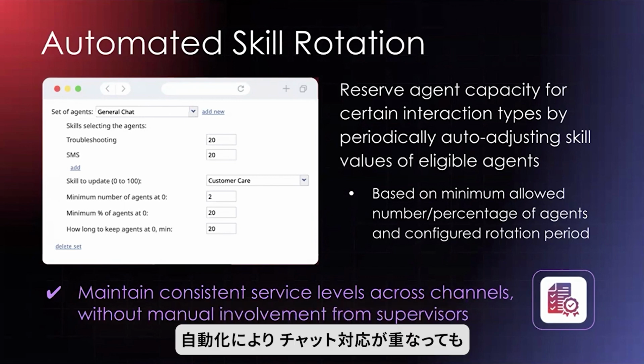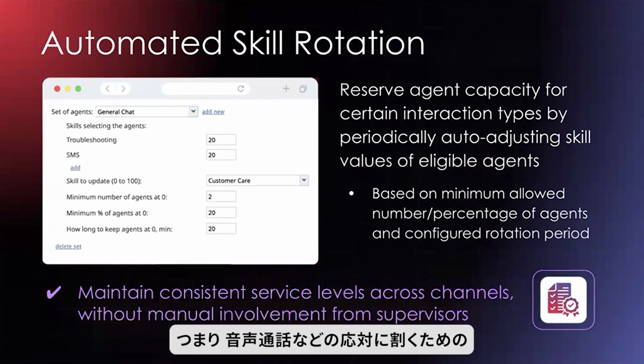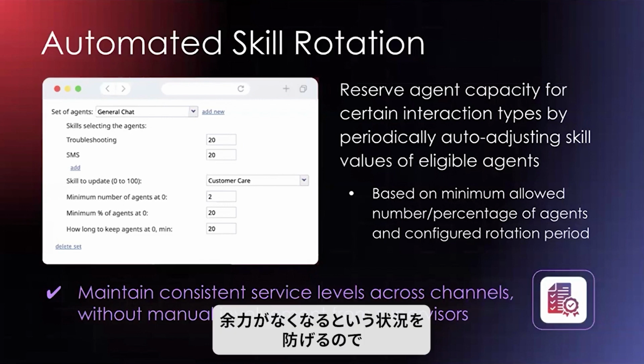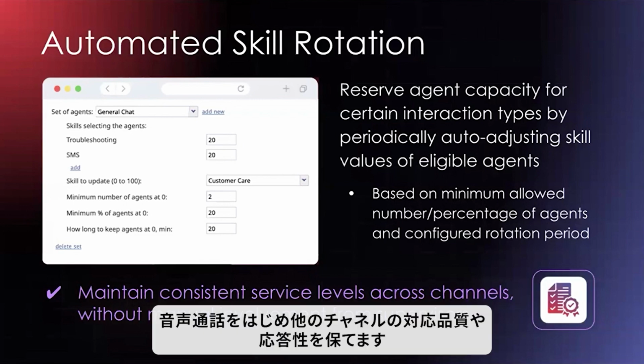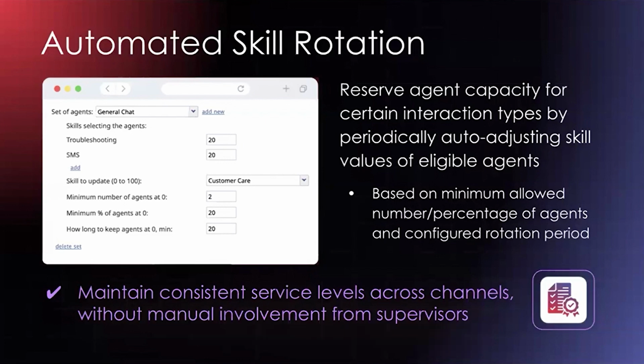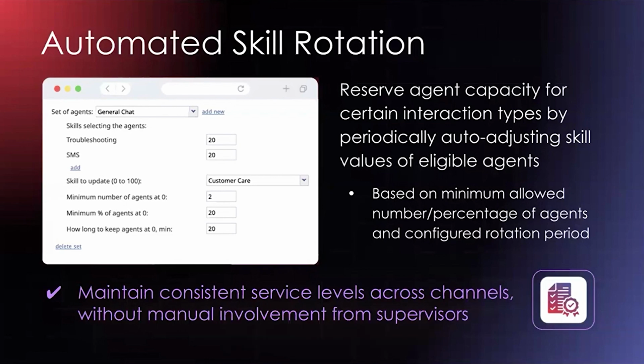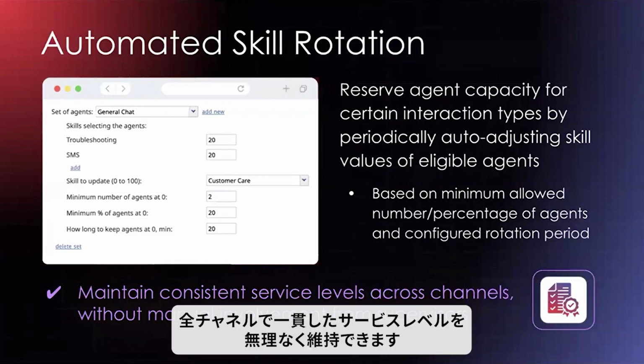This automation means that agents won't get fully consumed by one interaction type, like we often see with overlapping chats, right? Leaving no room for voice interactions to come through. Ultimately, this allows you to ensure that voice calls and other channels don't suffer. It also removes the need for supervisors to constantly adjust agent skills, helping maintain consistent service levels across all channels without manual intervention.